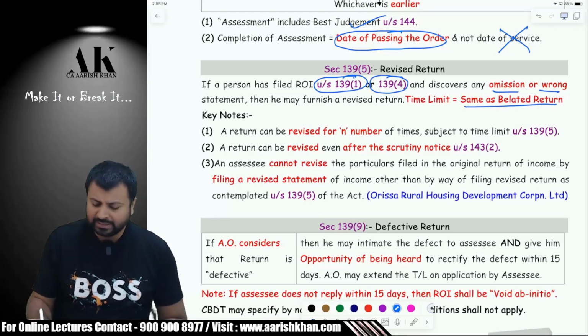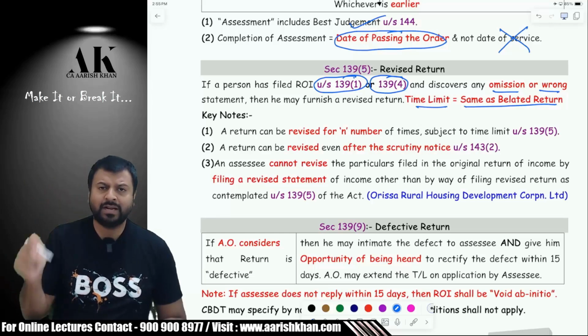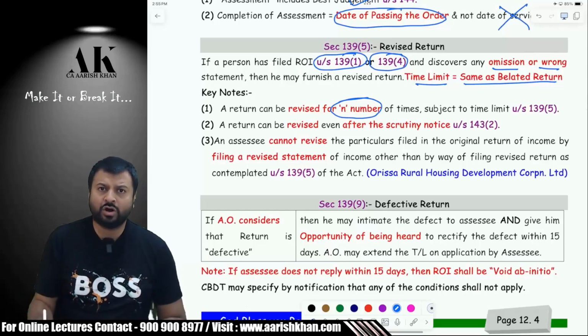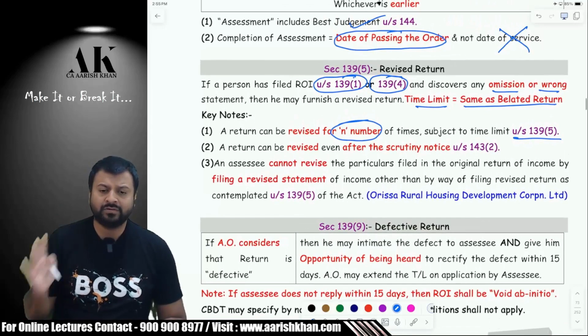What is the time limit? The time limit is the same as the belated return: 31st December or before completion of assessment, whichever is earlier. Sir, how many times can I revise? You can revise any number of times. There is no restriction on the number of times the return can be revised, but you have to revise before the due date mentioned in 139(5).